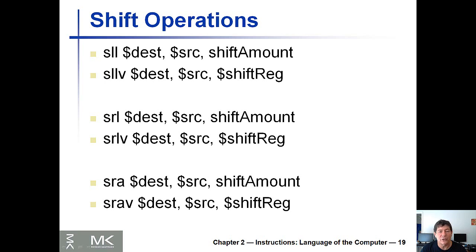SRL and SRLV are shift right, just the opposite of shift left. SRA and SRAV are significantly different. When you shift right, you have this sign bit out here, and you might want to preserve it. To do that, you'll use SRA. Otherwise, if you do just SRL or SRLV, that sign bit will be filled in with a zero when you start shifting right. But if you do SRA or SRAV, the sign bit will be preserved.